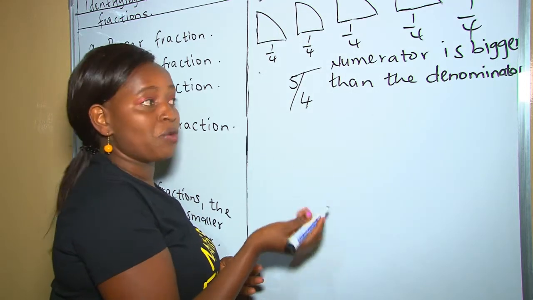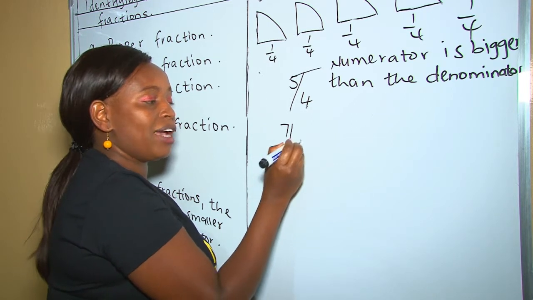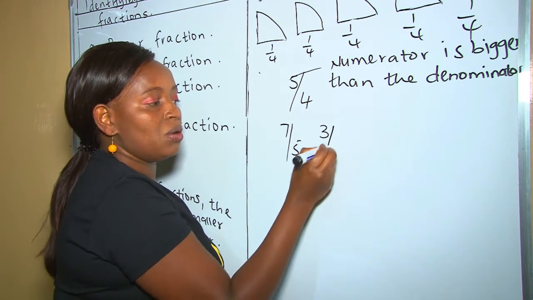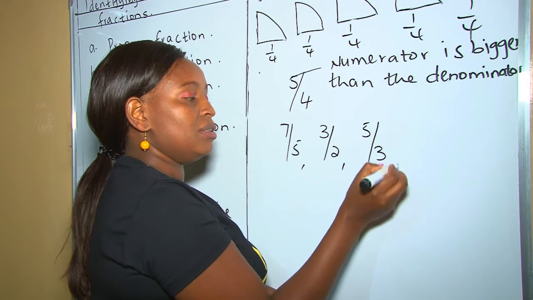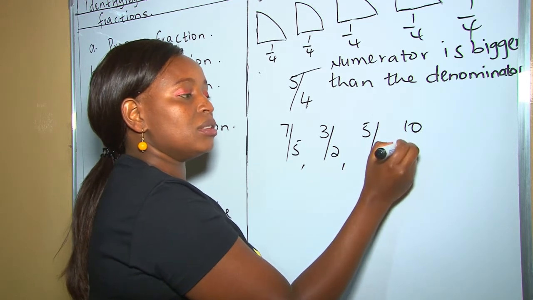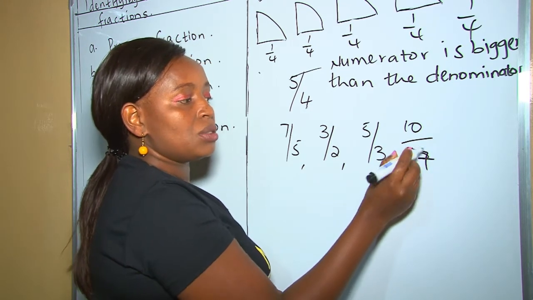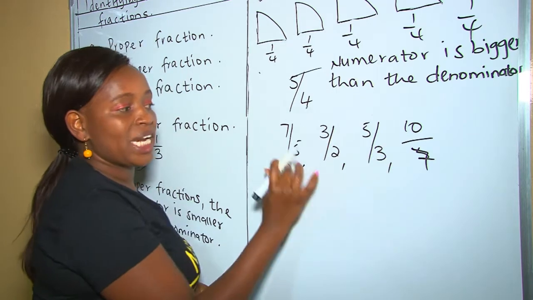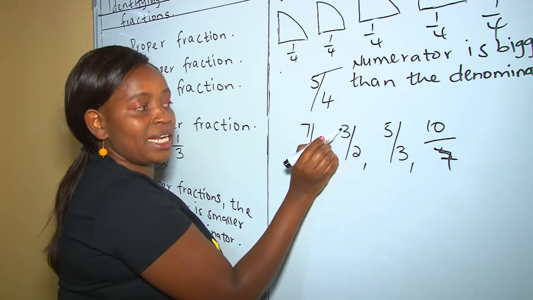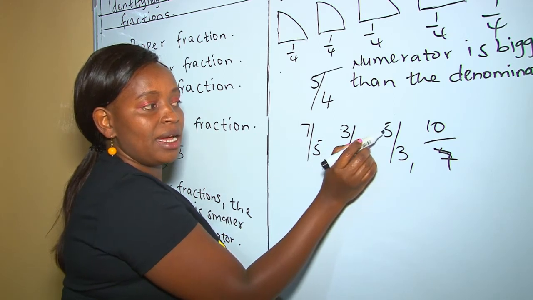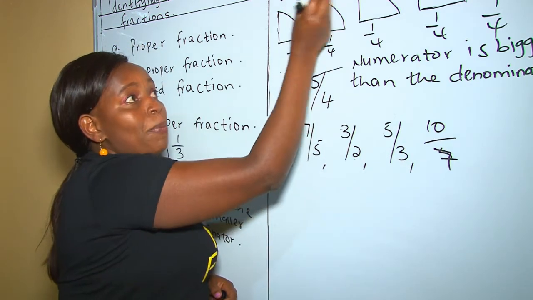We can have more examples of this kind of fractions, like we can have 7 out of 5, 3 over 2, 5 over 3, 10 over 7. So these fractions, as you can see them, the numerator is bigger than the denominator. Therefore, it's called improper fraction.